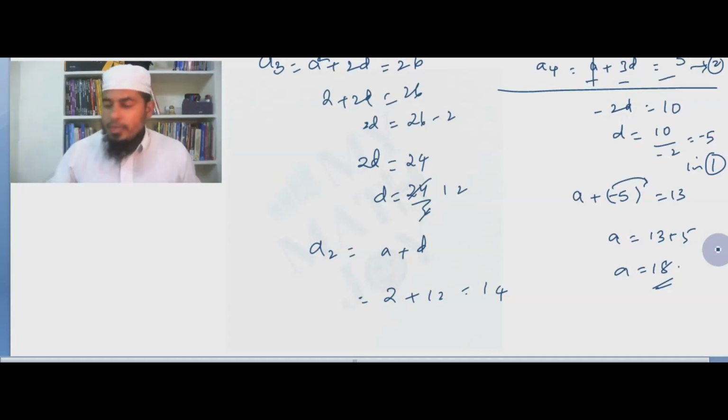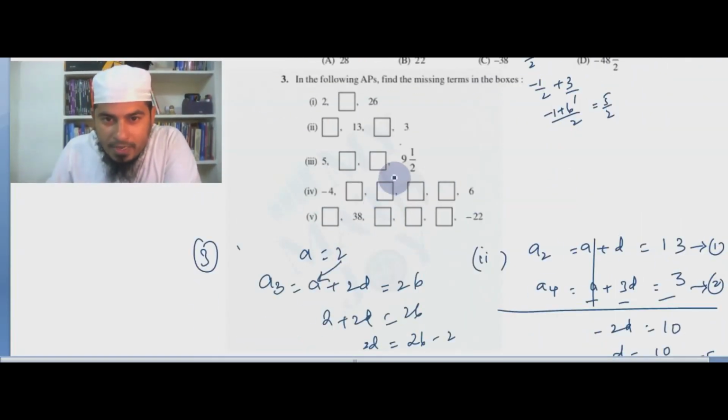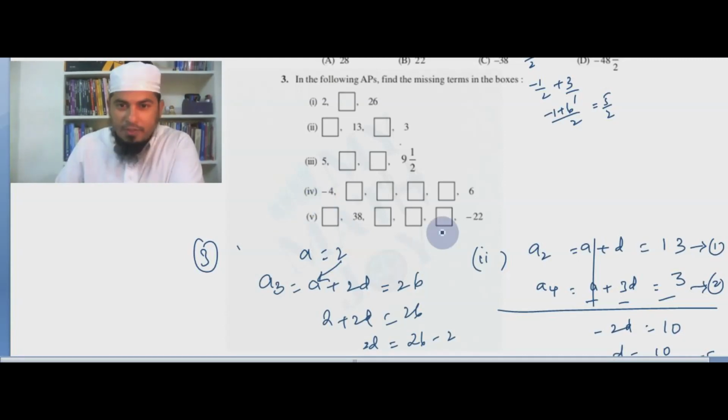Got it? So in this way, if the first term is given, or any two terms are given, we can find the answer. Now let's go on. Maybe the third question is the same as the first question: a is given, and the fourth term is a plus 3d equal to 9 1 over 2. So we can get the d value and we can find the second and third term. Similarly the fourth, similarly the fifth.